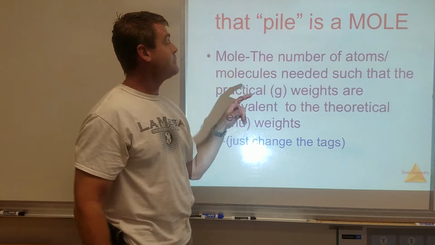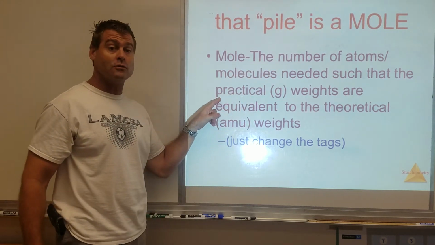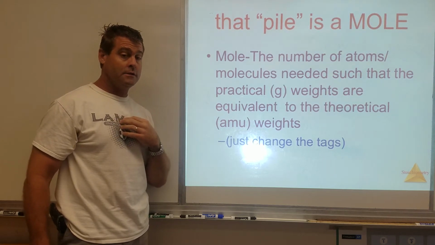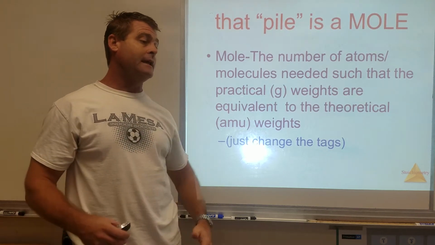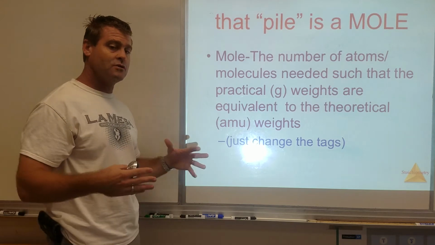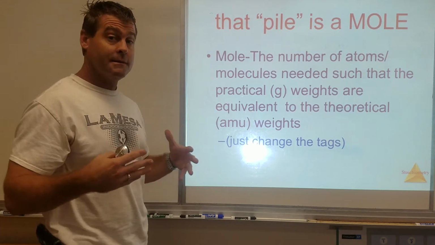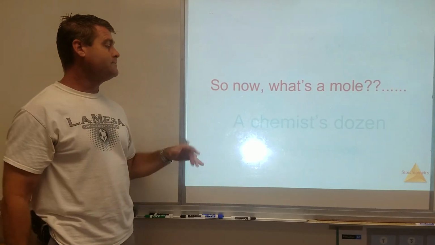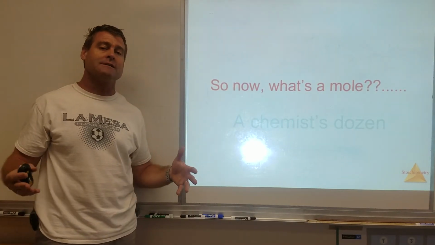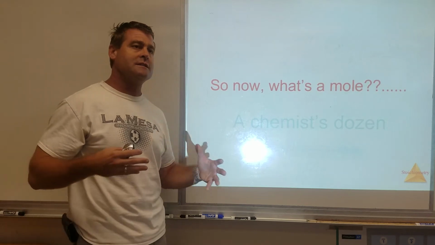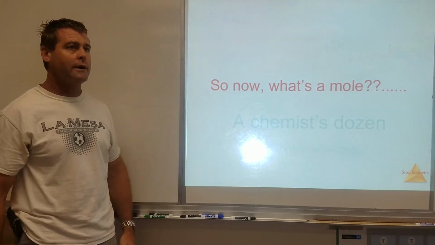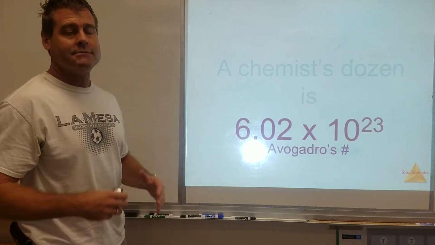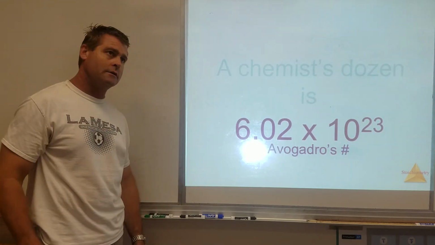So the mole is the number of atoms or molecules needed such that the practical gram weights are equivalent to the theoretical AMU weights. Okay? And then we utilize this concept in stoichiometry once again to predict the amount of products, for example, that we might produce in a chemical reaction. So now what's a mole? We can call it a chemist's dozen. Basically, we call it a chemist's dozen because it's the value that we use that just makes everything easier to work with. And that number is 6.02 times 10 to the 23rd.